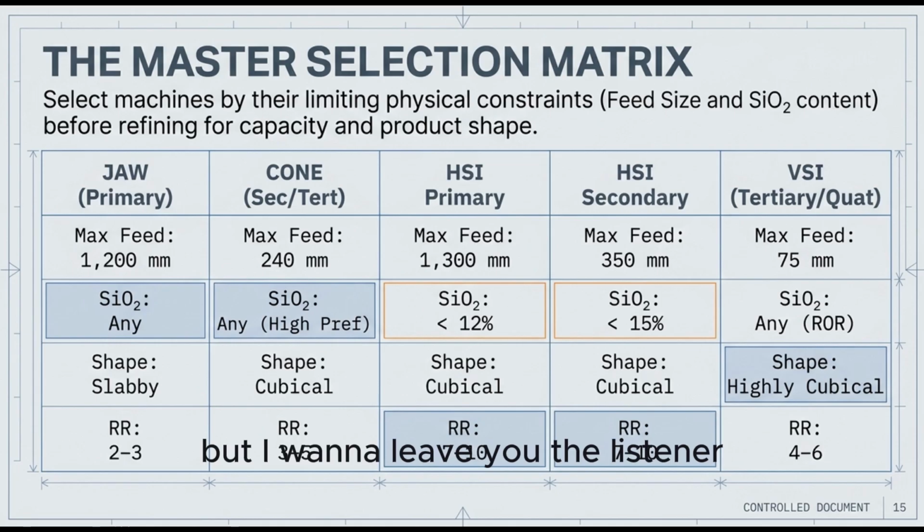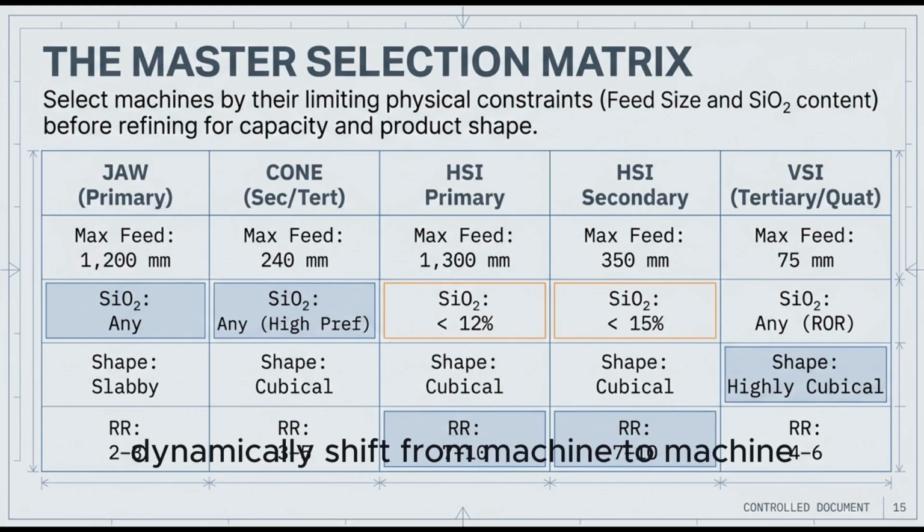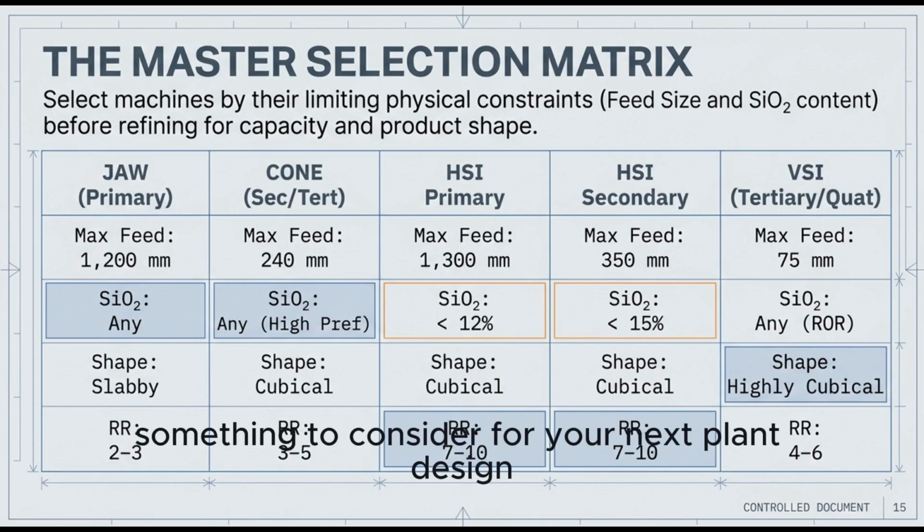But I want to leave you, the listener, with a final thought to chew on. If future plants start using AI to monitor real-time wear and rock hardness, could the bottleneck stage dynamically shift from machine to machine during live operations? Oh, like a moving target. Exactly. And if it does, we need variable speed motors across the entire flow sheet just to keep up. Something to consider for your next plant design.